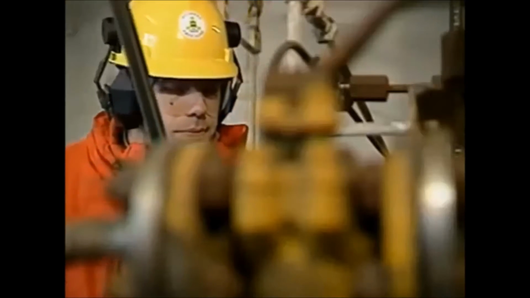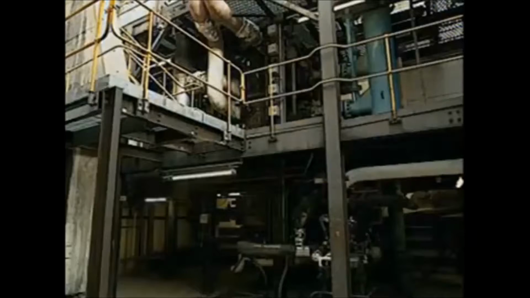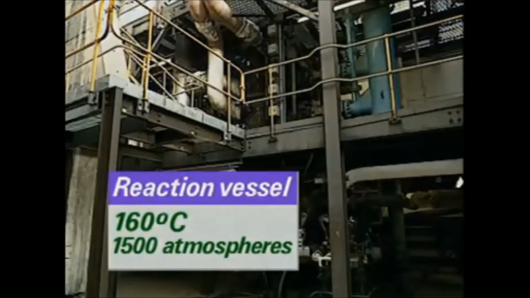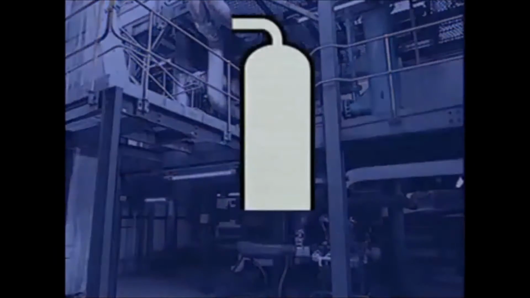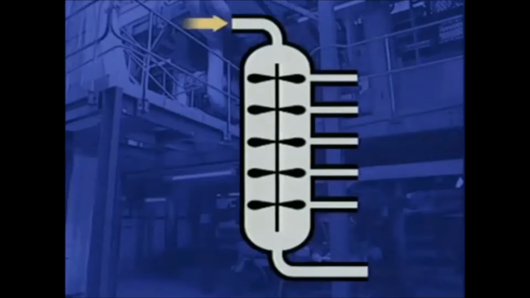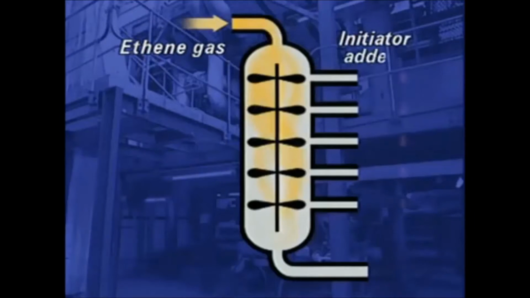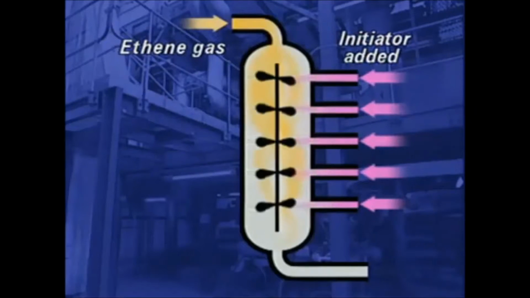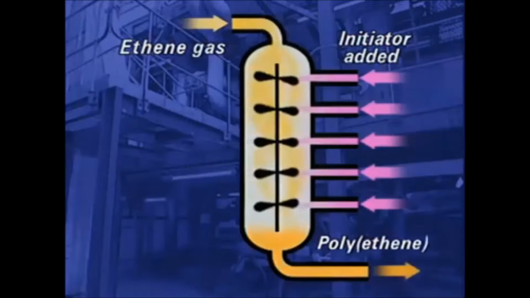Now, initiators go into the gas stream as it enters the reaction vessel. At 160 degrees and 1500 atmospheres, polymerization occurs in this reaction vessel. Ethene gas is fed in the top of the vessel, then initiators are added. Around 20% of the ethene is converted into polyethylene in this vessel.